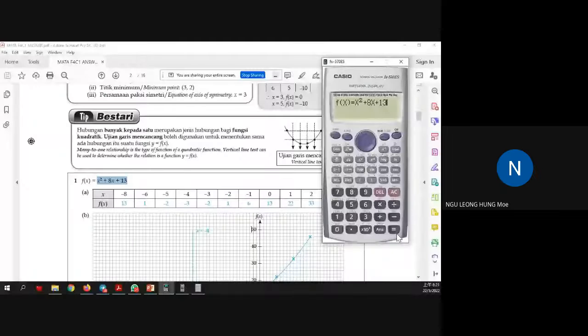If correct, then you press equal. Then start from which number for the s? -8. So -8, then equal. Then you end at the number 3. So you press number 3, equal. Then the step. Step means, you see, -8, -6 here means two numbers apart, right? But you see, -6, -5 is 1, 1, 1, 1, 1. So to be safe, you just press step, keep it at 1, then enter.